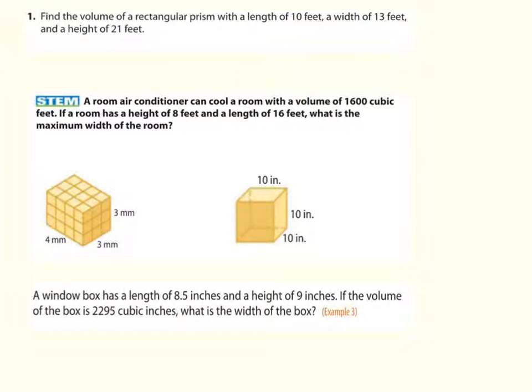Okay, let's go ahead and get some practice. So find the volume of a rectangular prism with a length of 10 feet, width of 13 feet, and the height of 21 feet. So let's get down the formula. Now let's substitute. So V equals 10 times 13 times 21. Multiply those in your calculator. You get 2,730 units are feet cubed.